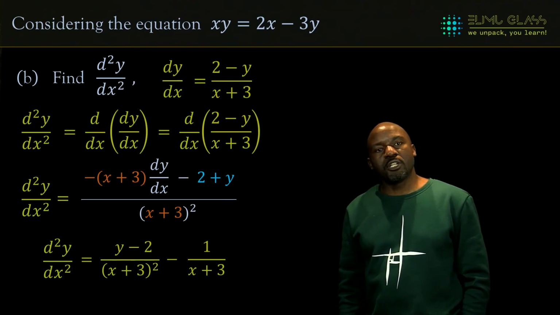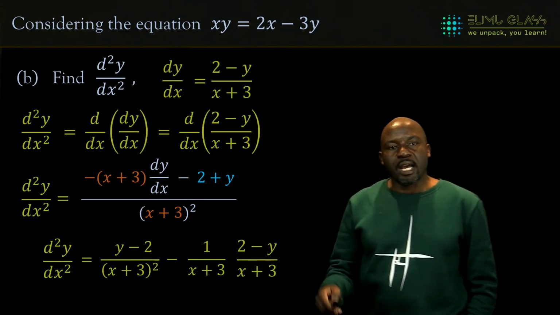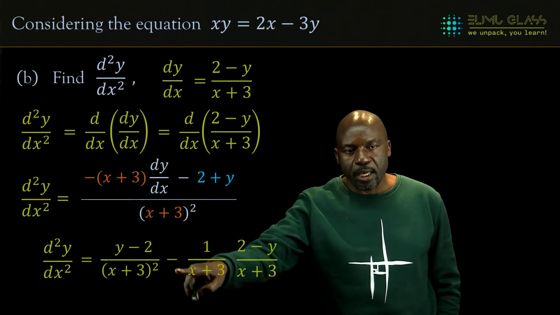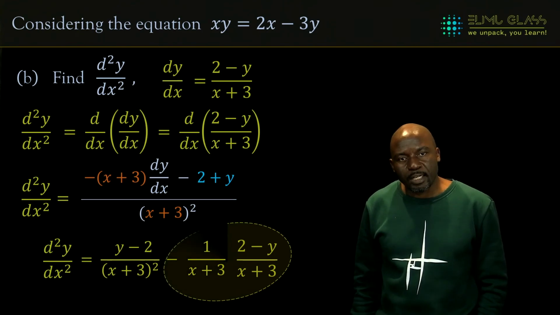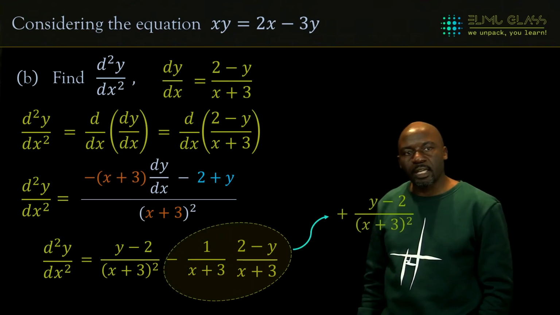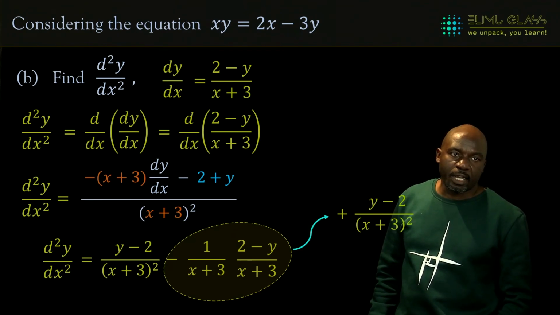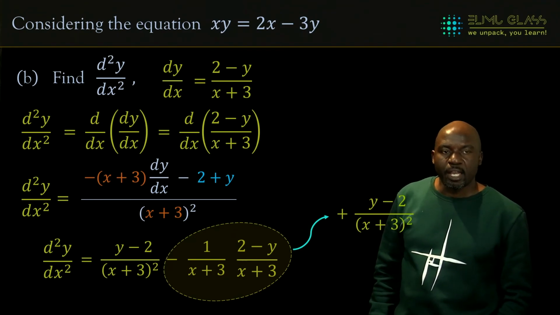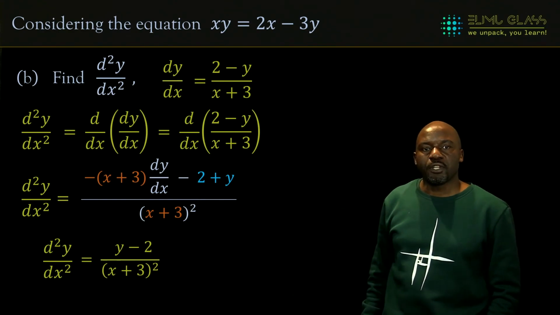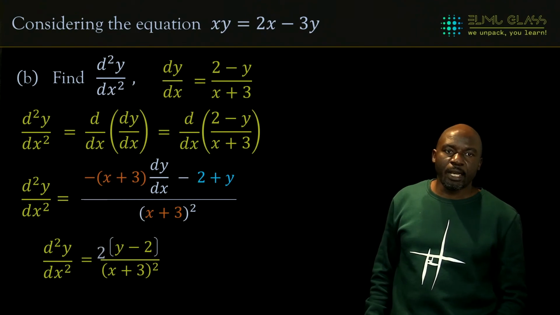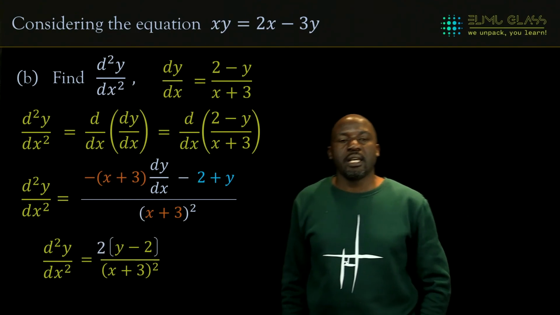So we can substitute (2 minus y) over (x plus 3), and now if you look at this term here, it is exactly the same as that term. If you look at it carefully, it is effectively the same as (y minus 2) over (x plus 3) squared. And because we are adding them, we end up with twice (y minus 2) over (x plus 3), everything squared.